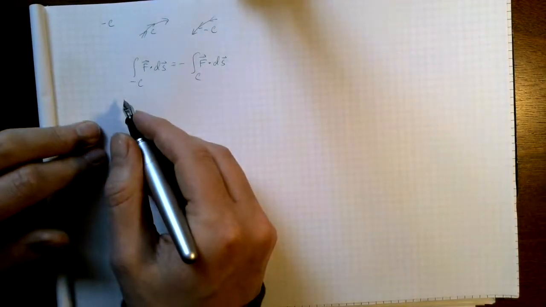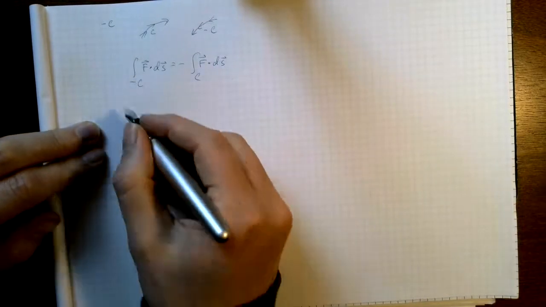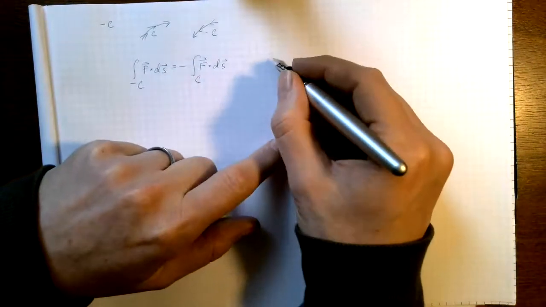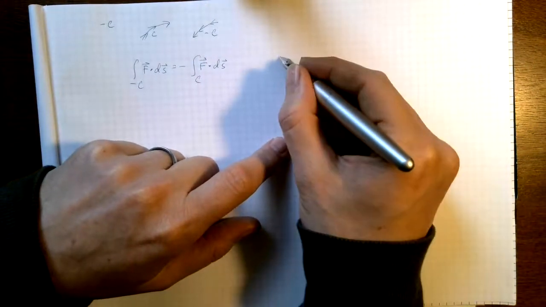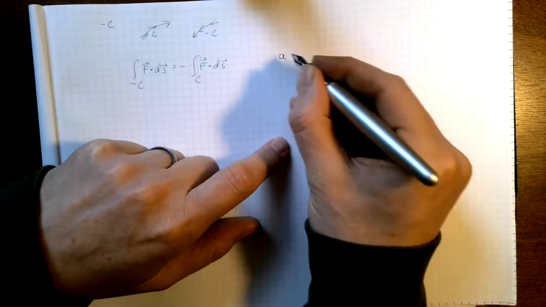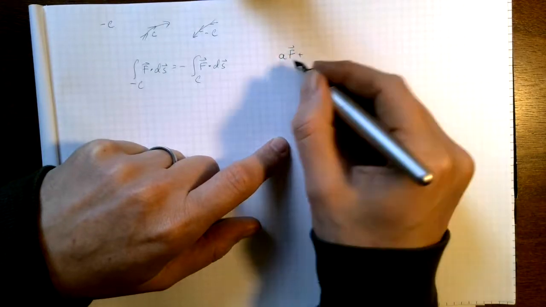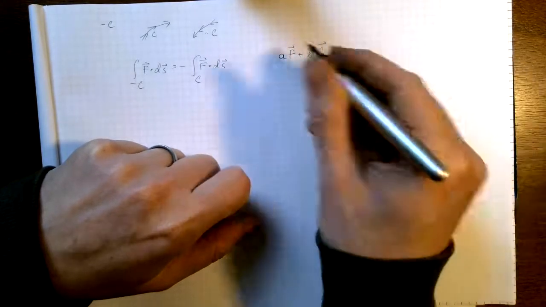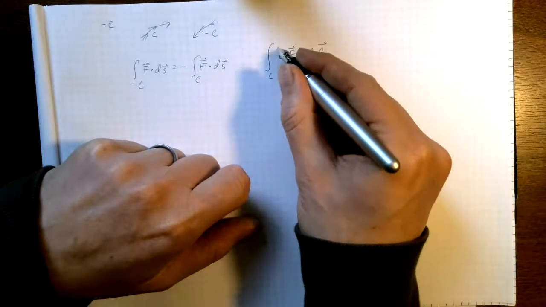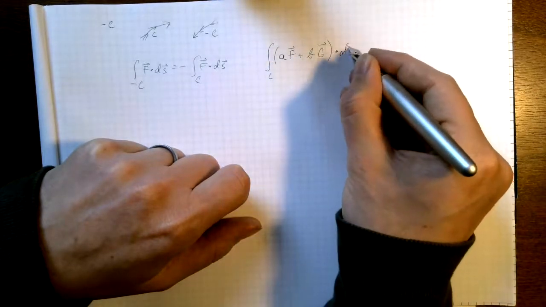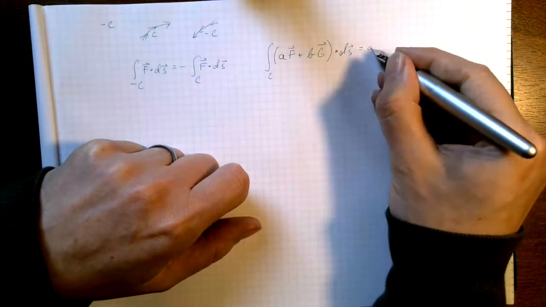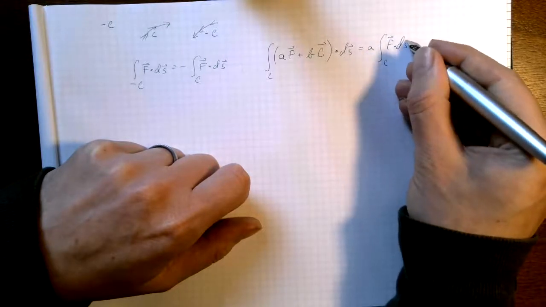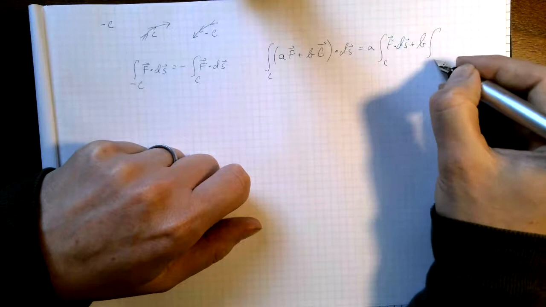Another thing about this integral is that it is linear. So if I have two vector fields and I take a linear combination, a times f plus b times g, and I integrate this along some c, then this is the same thing as a times the integral of f plus b times the integral of g.